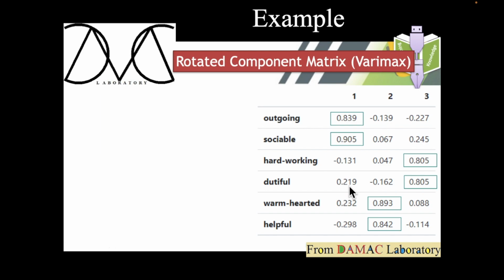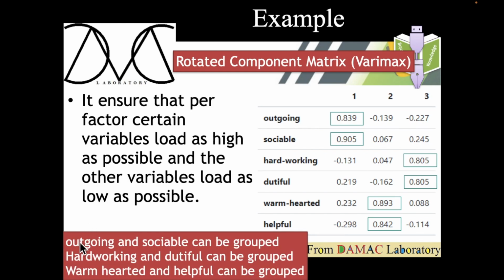So if you have any confusion after having the component matrix about which variable correlates with which factor, do another step, apply some rotation and try to get the rotated component matrix, and there the picture will be clear. Here we can say that outgoing and scalable can be grouped, hardworking and dutiful can be grouped, and warm-hearted and helpful can be grouped together.